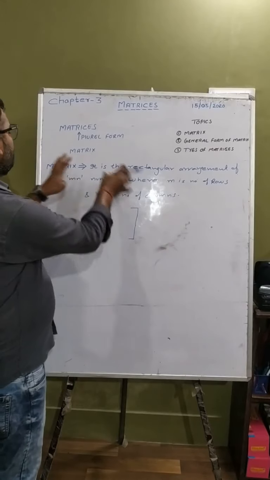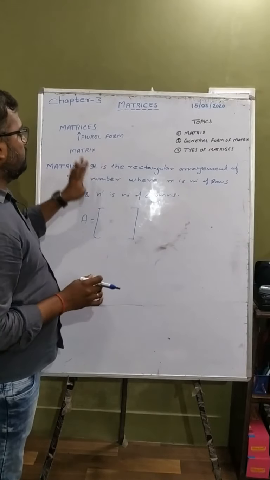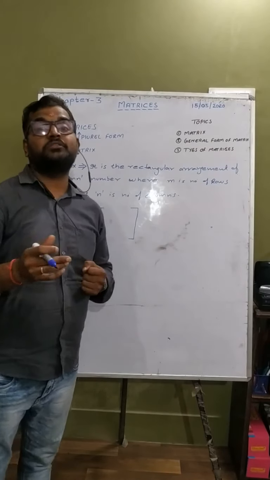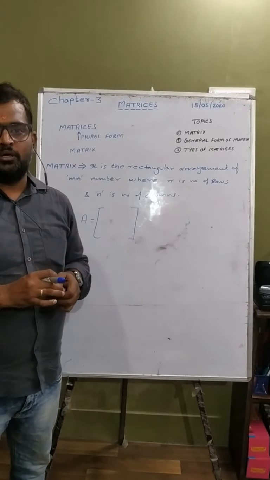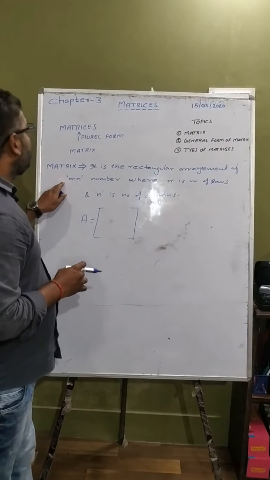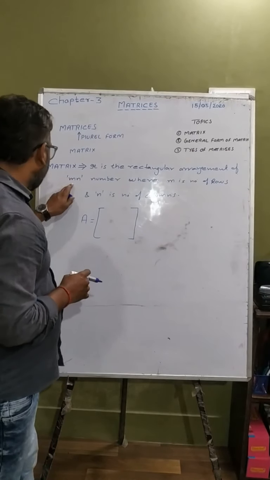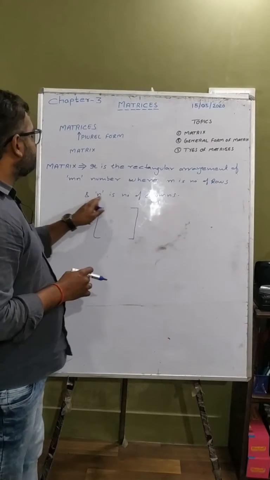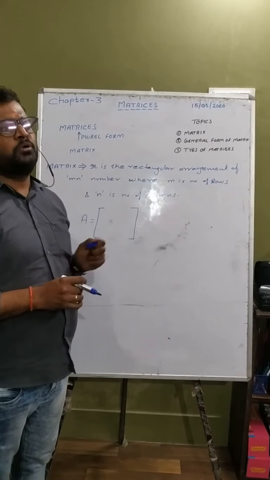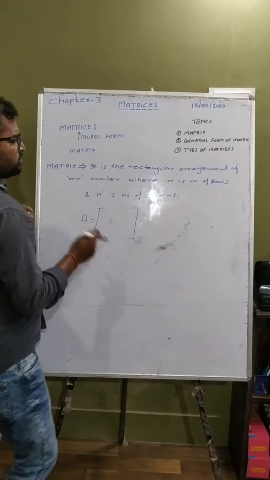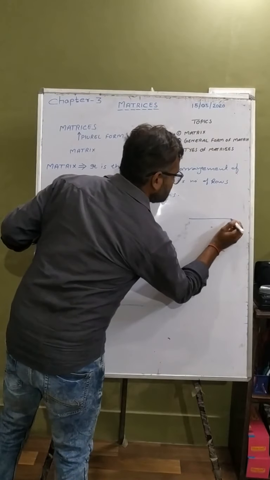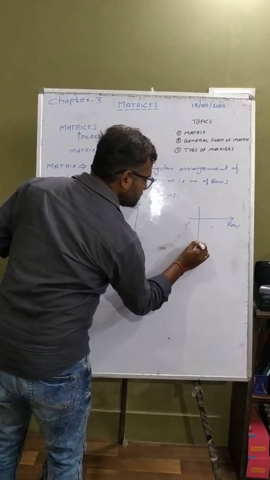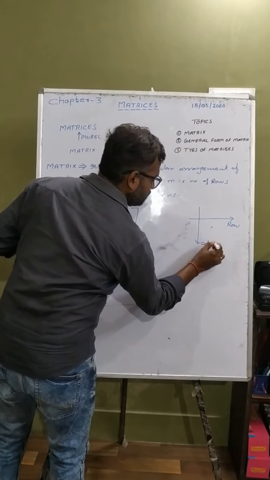Now, what is the meaning of this? All the terms which I have written here are a rectangular arrangement of numbers. How many numbers? mn numbers. What does m represent? M represents the number of rows and n represents the number of columns. Rows means the horizontal lines and the vertical lines are said to be columns.